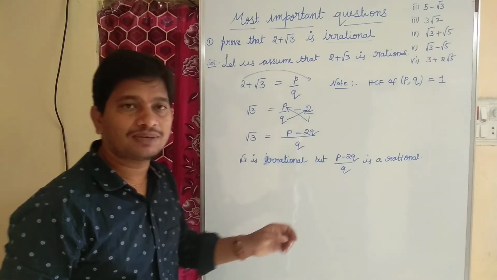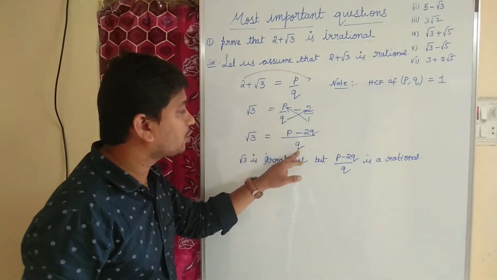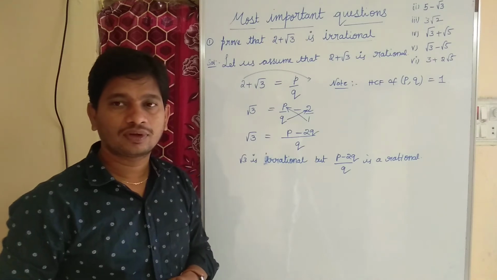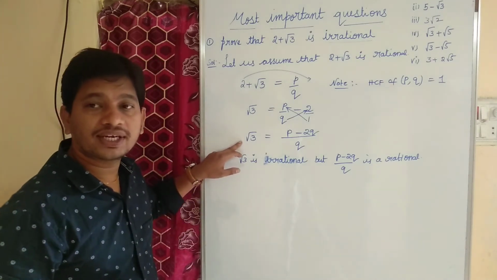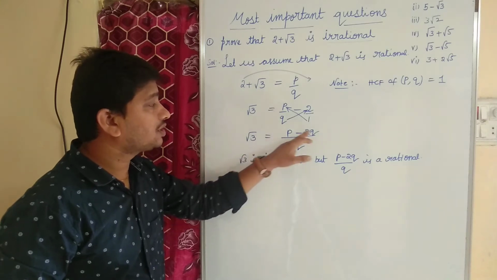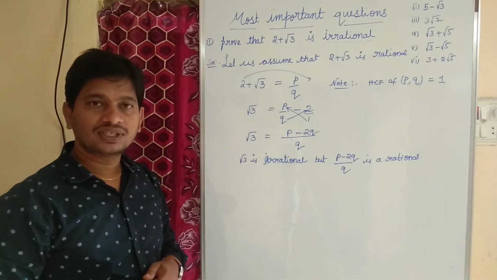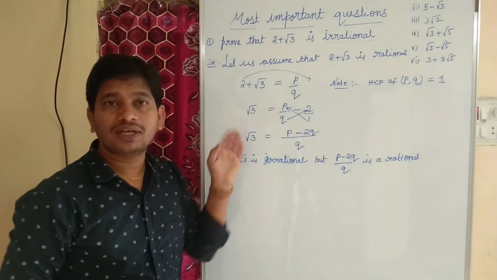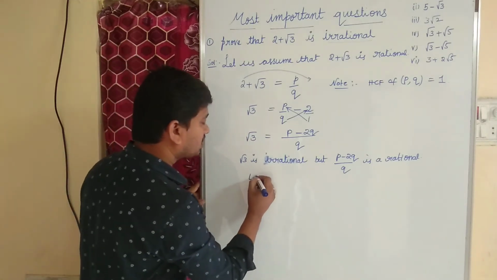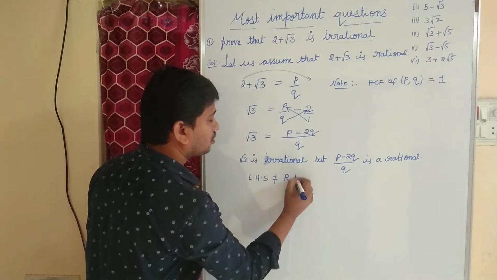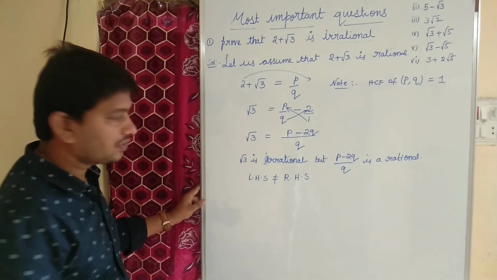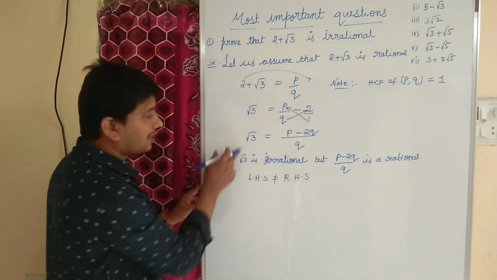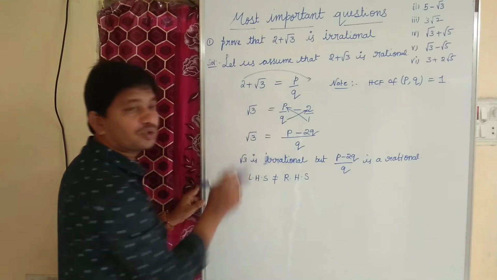If p by q is a rational number, then p minus 2q by q is also a rational number, because both p and q are integers. And root 3 is what? An irrational number, but the right hand side p minus 2q by q is a rational number. Can an irrational number be equal to a rational number? It can never be. LHS is not equal to RHS. LHS is an irrational number, whereas RHS is a rational number.